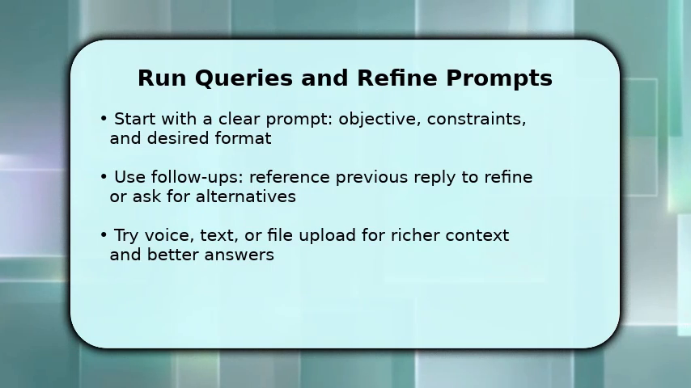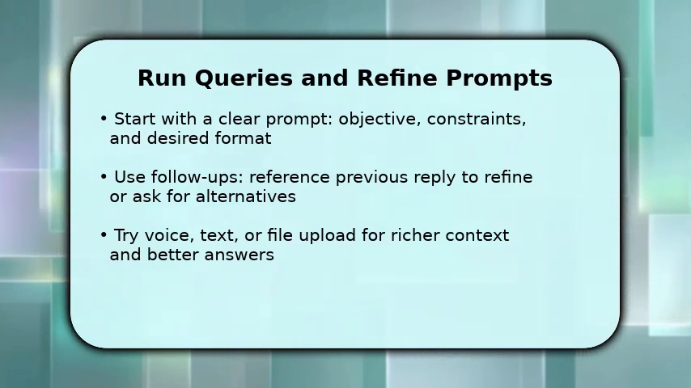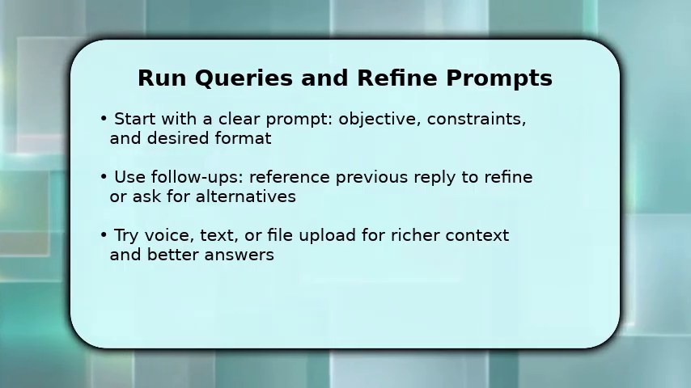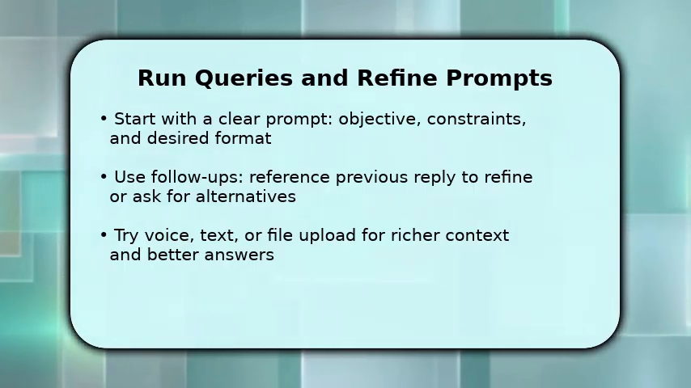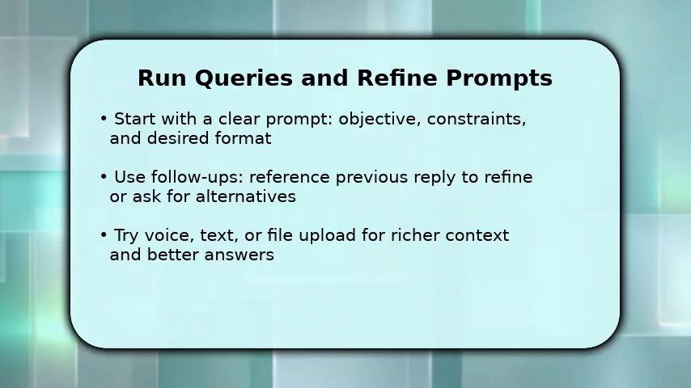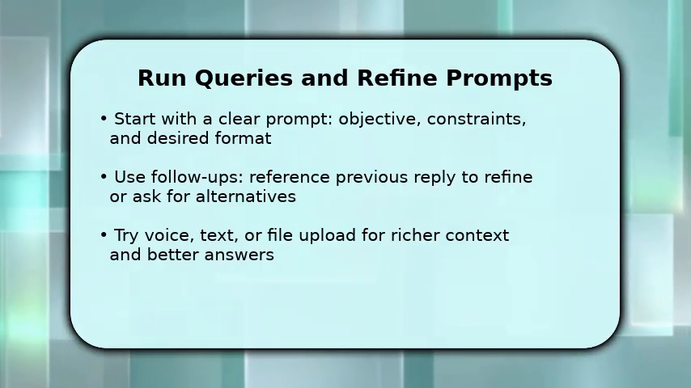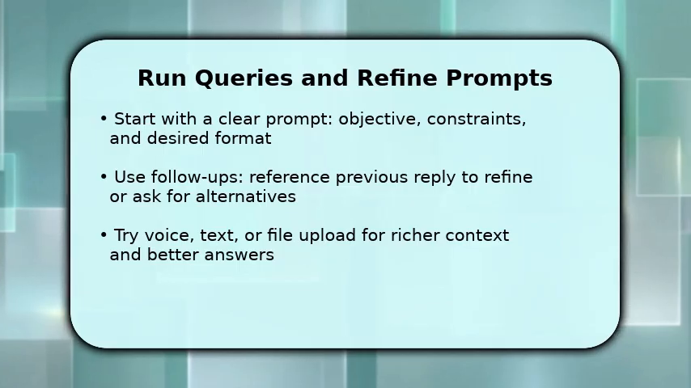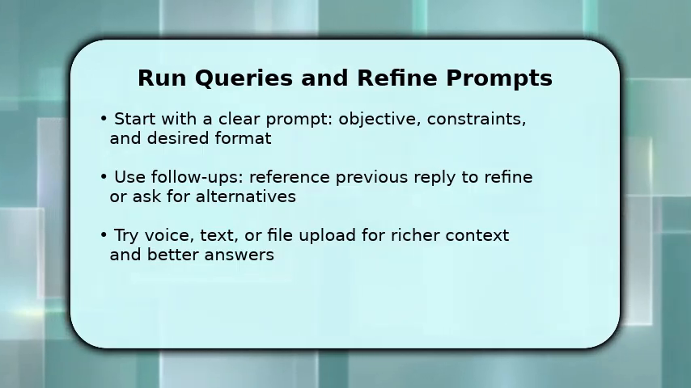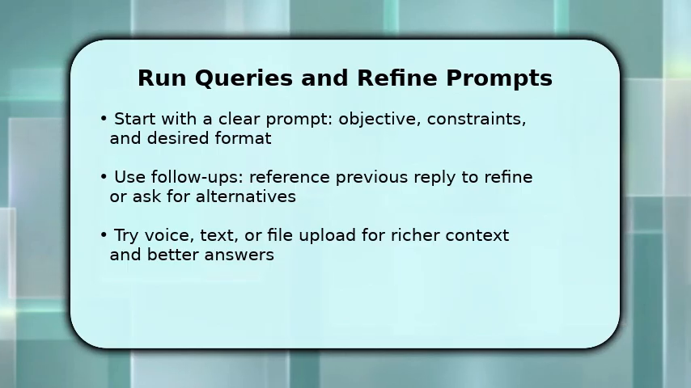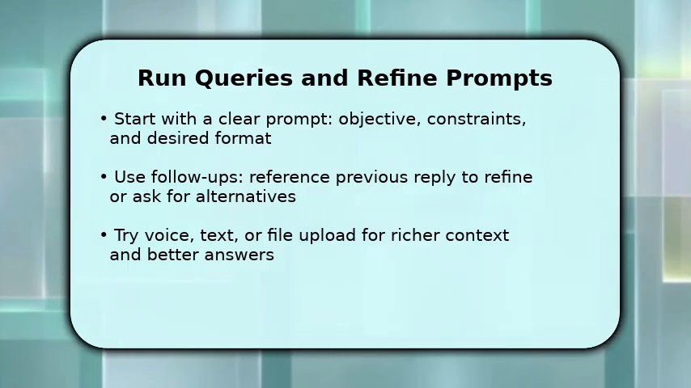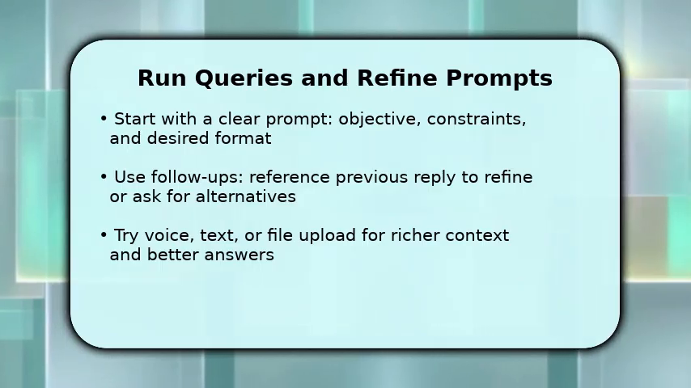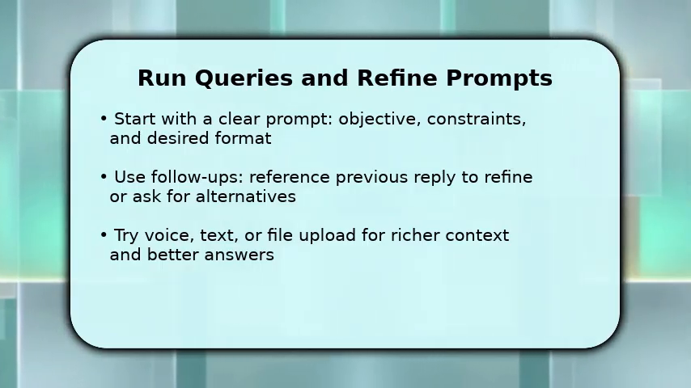You're now interacting. Type or speak a concise prompt that includes the objective, constraints, and preferred output format so Grok understands the scope. If the first reply is off, ask a targeted follow-up like "make it shorter" or "include step-by-step." Use file uploads or screenshots to give context. This reduces back and forth. Also experiment with temperature or creativity settings if available. Lower values yield factual answers. Higher values produce more varied suggestions.